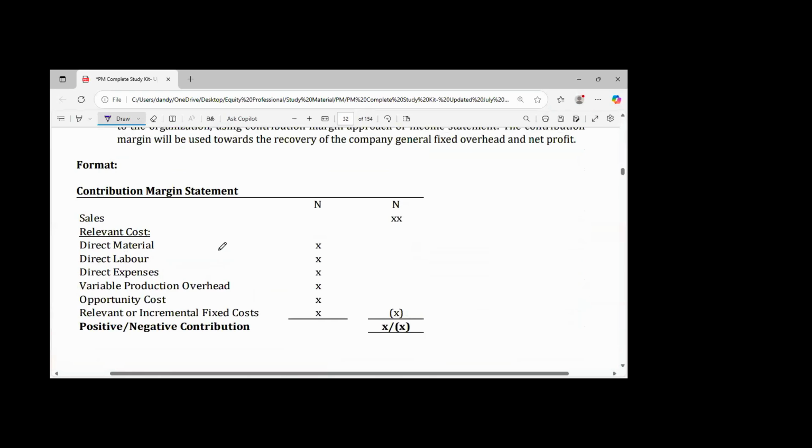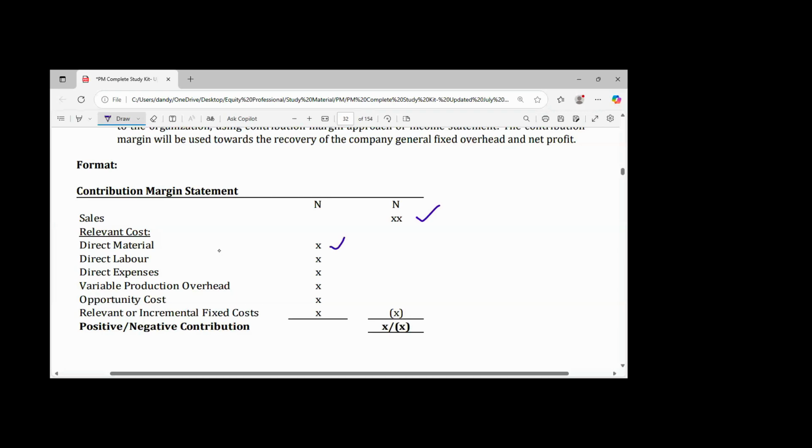Now, when you want to prepare your contribution margin statement, the first item will be, of course, your sales value. To get your sales value, just multiply the number of units sold with the selling price per unit. Then you compare the sales value with the total relevant cost. So you go to the question, you pick your direct material. Direct material may not be given to you, but you are going to be given direct material per unit. Then you multiply with the units produced to get the total material cost.